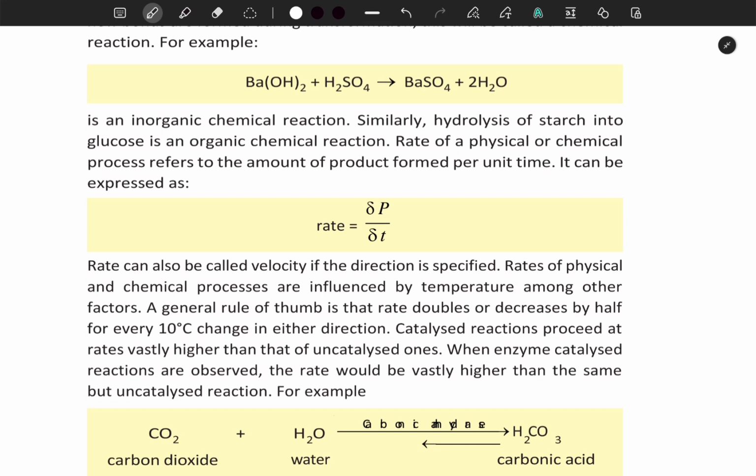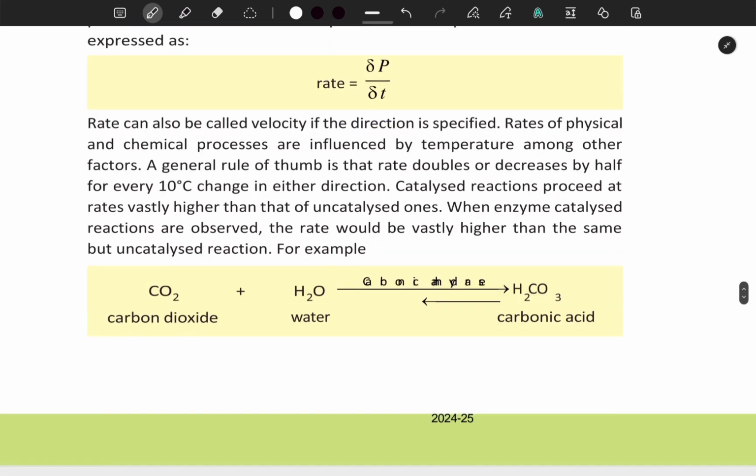Rates of physical and chemical processes are influenced by temperature among other factors. A general rule of thumb is that rate doubles or decreases by half for every 10 degrees Celsius change in either direction. Catalyzed reactions proceed at rates vastly higher than that of uncatalyzed ones. When enzyme catalyzed reactions are observed, the rate would be vastly higher than the same but uncatalyzed reaction.